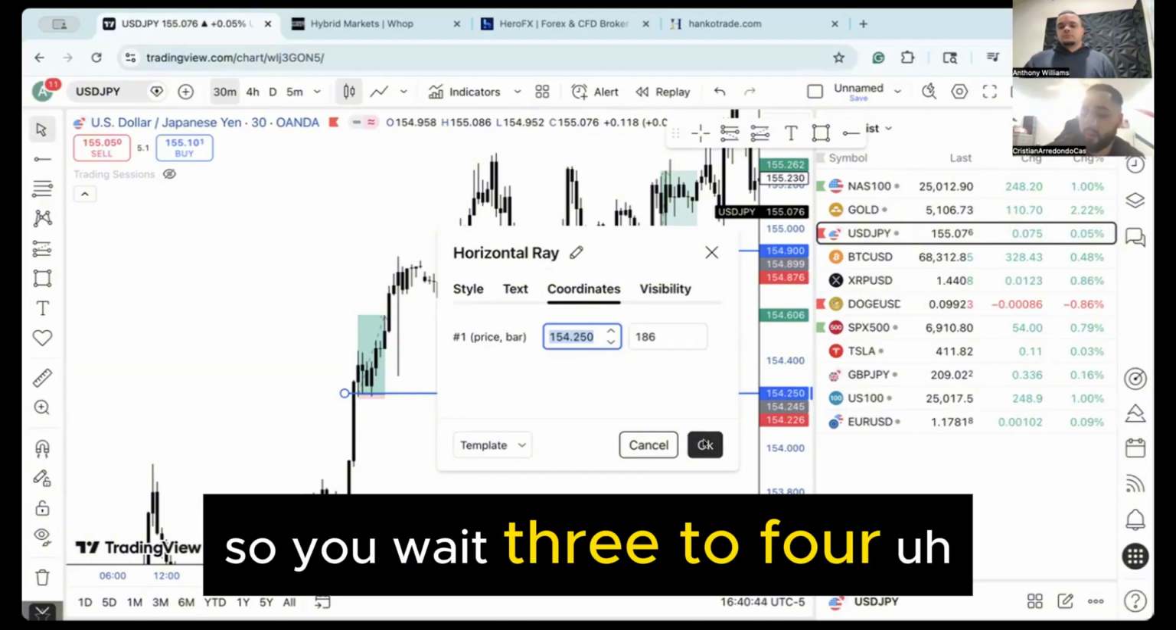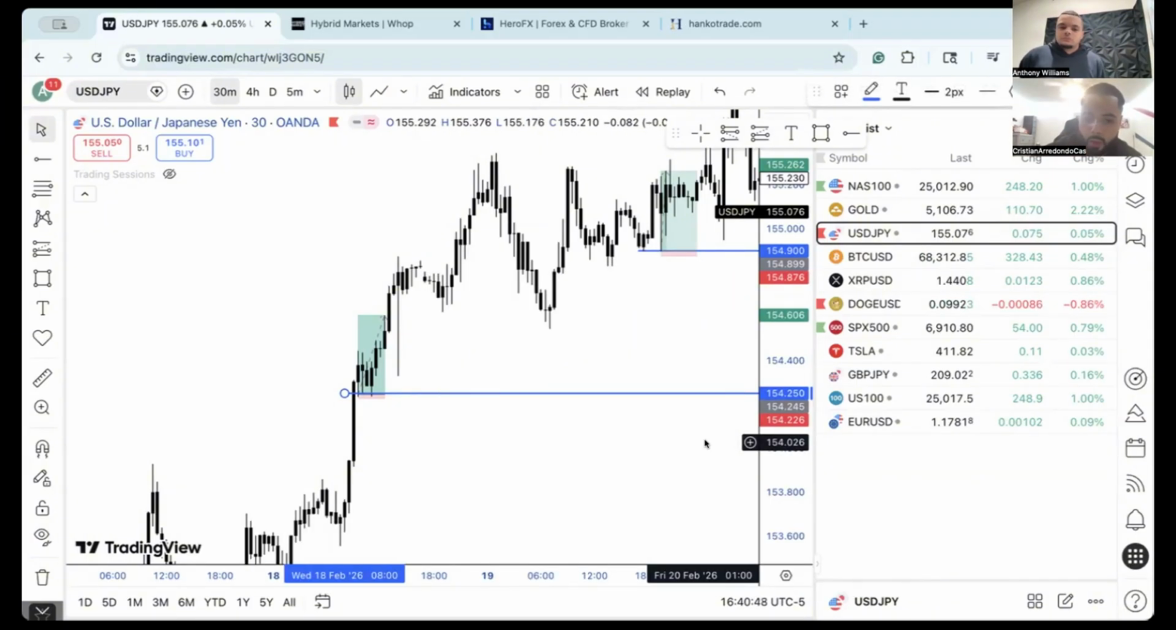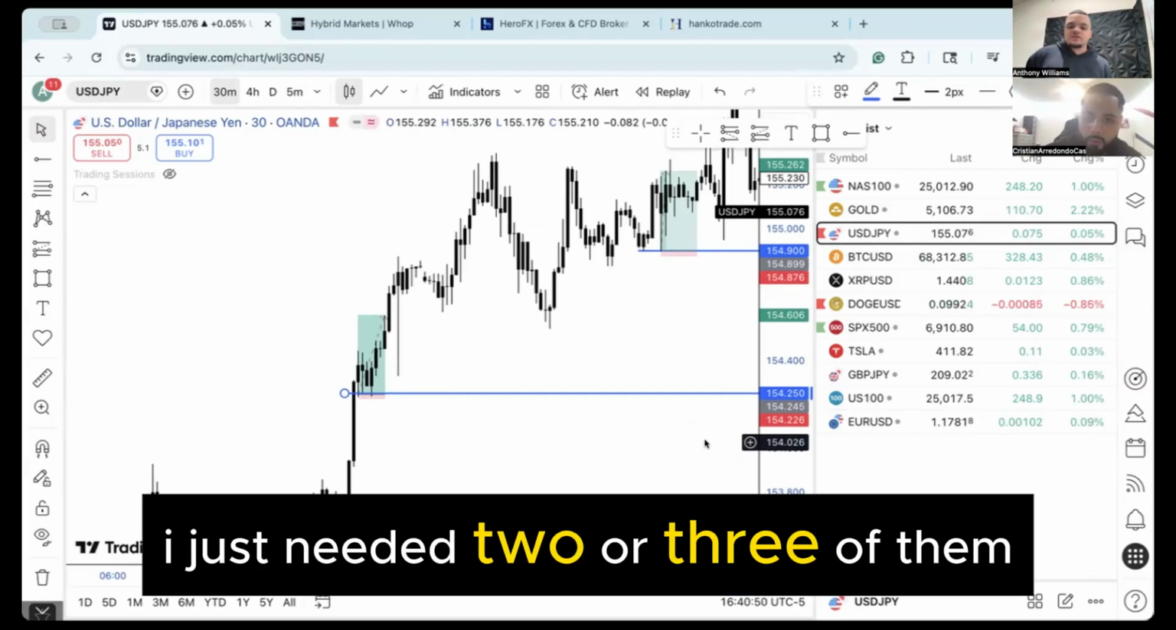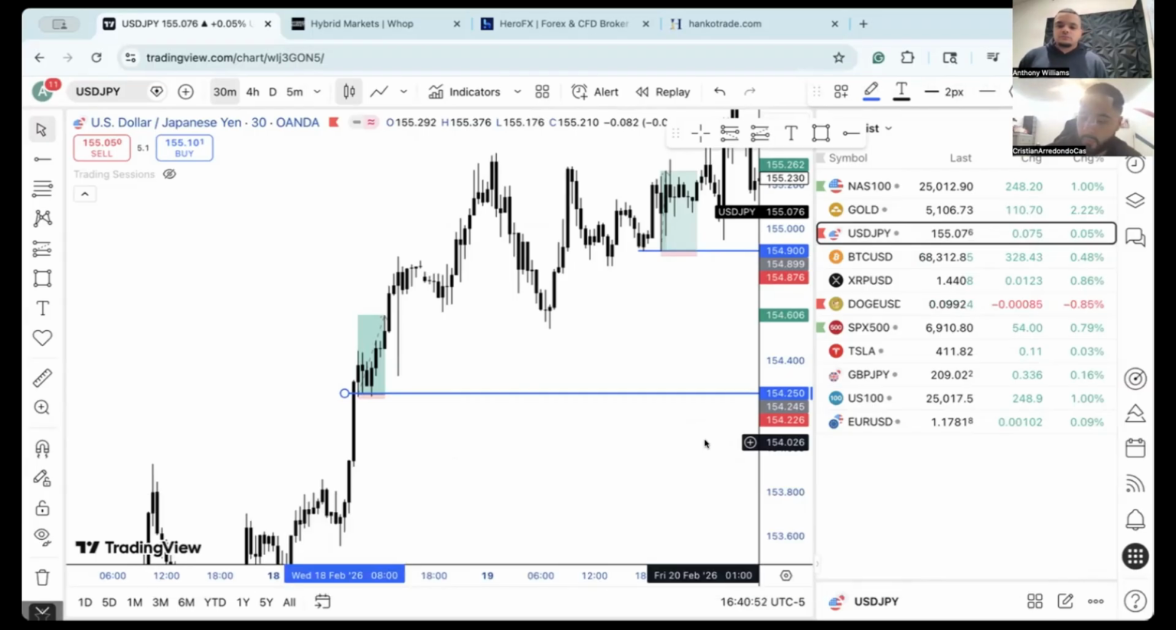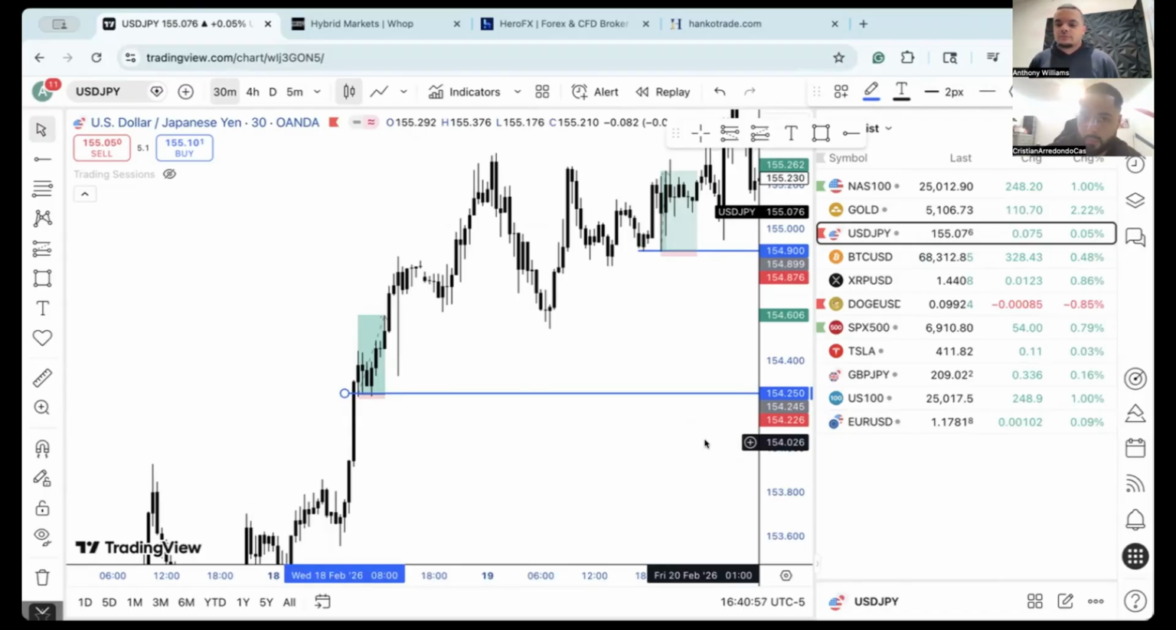Oh, so you wait 4 to 5 candles? Just two or three. I just needed two or three of them to let me know that that's a support.